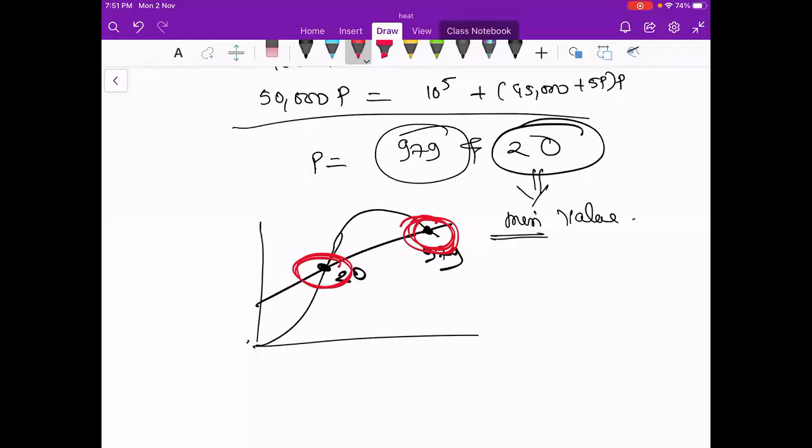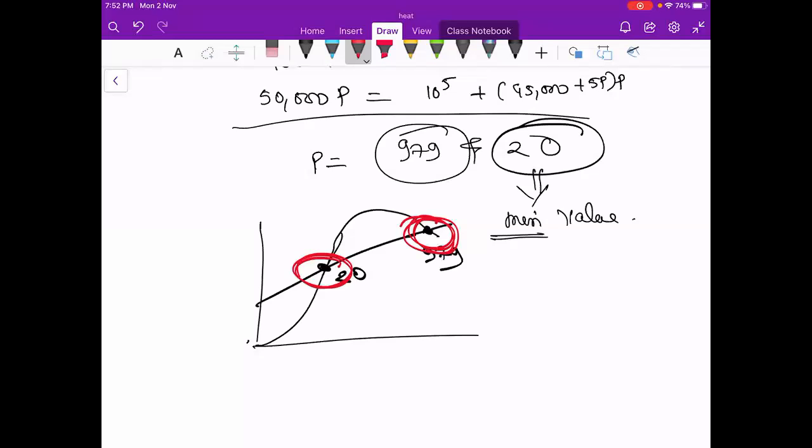Everyone got this point or not? Yes. One important thing you should maintain while solving questions of optimization, break even point and all that, especially in optimization, is unit consistency. If you maintain the unit consistency in optimization, you will be getting the right answer.